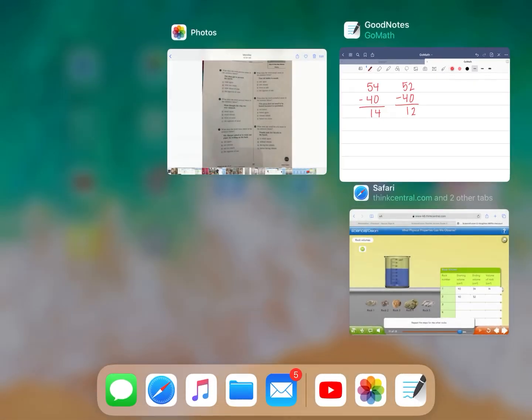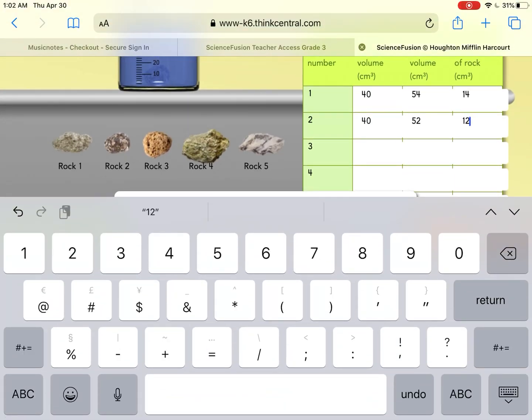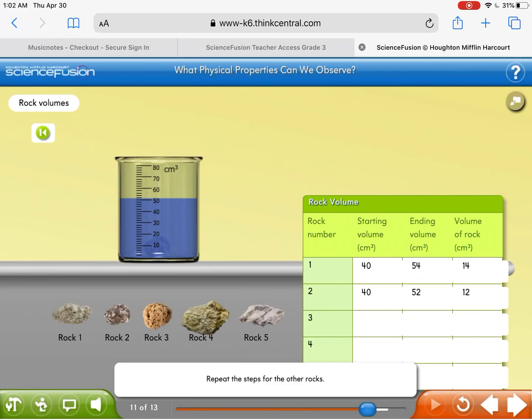Two minus 0 is 2. 5 minus 4 is 1. So this one, rock number 2, is 12 cubic centimeters.